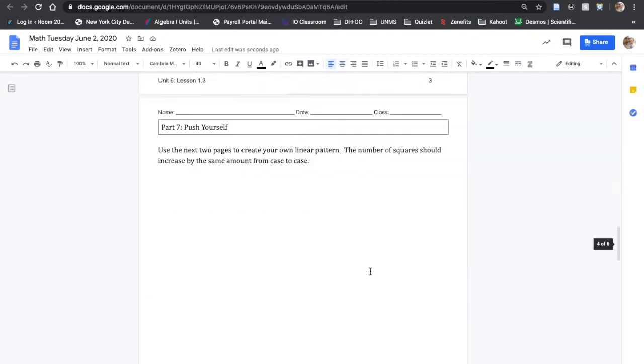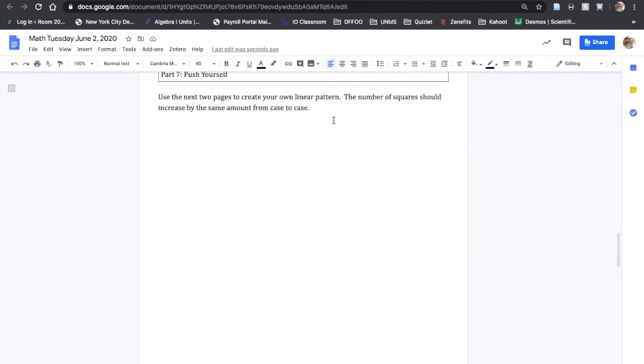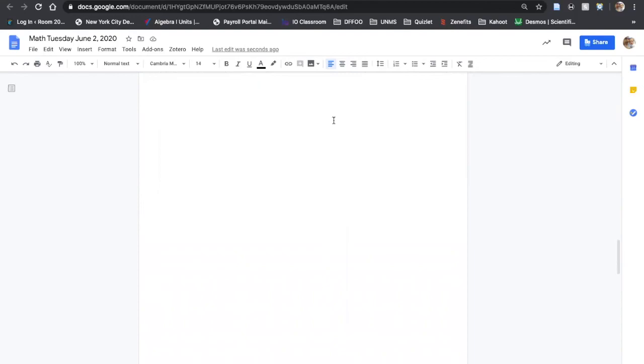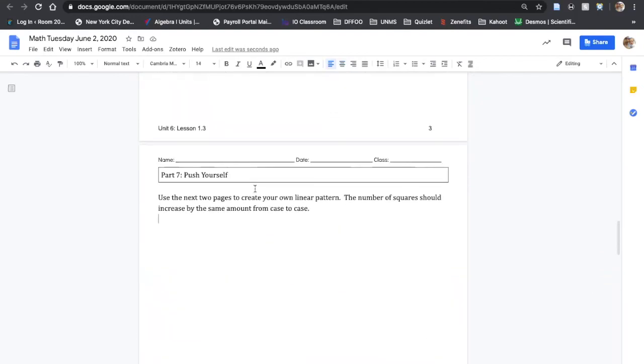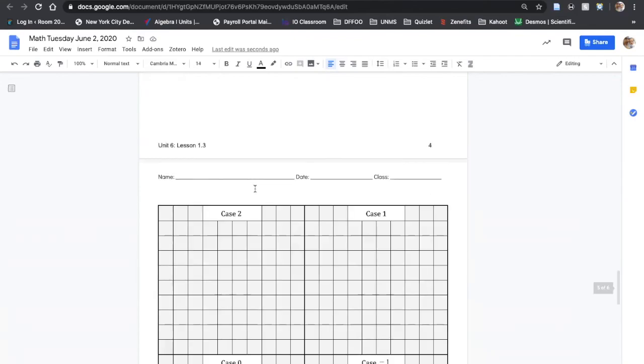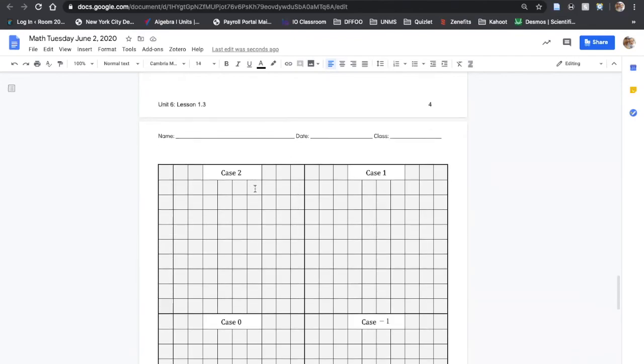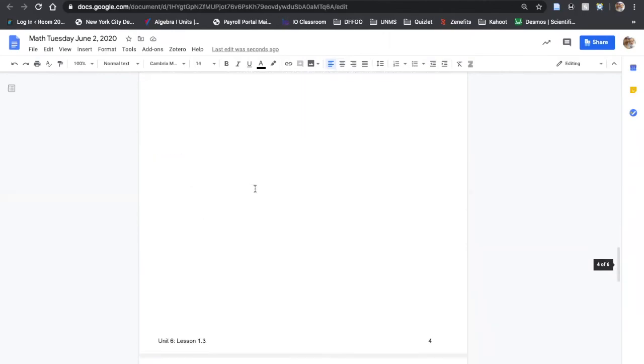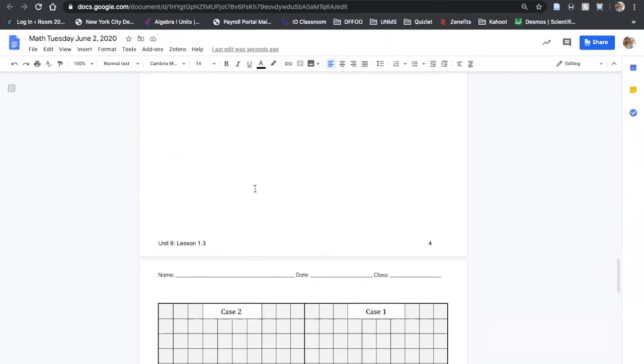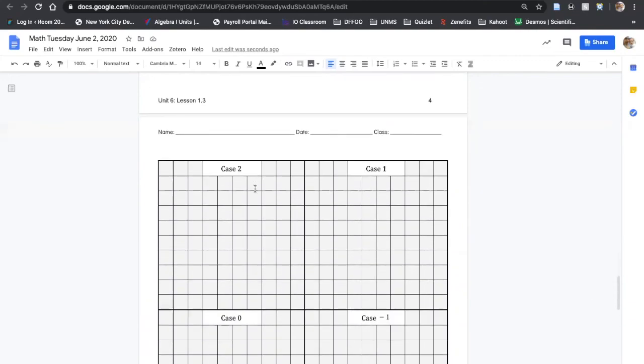Now, lastly, what you're going to do for today is I want you to push yourself to come up with your own patterns, all right? It says use the next 2 pages to create your own linear pattern. The number of squares should increase by the same amount from case to case. So just think, where are you starting at case 0? How many squares do you want to have? How many squares are you going to add on to case 1? And you can have whatever patterns you want.